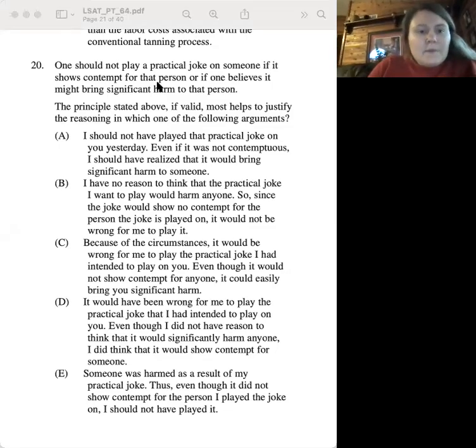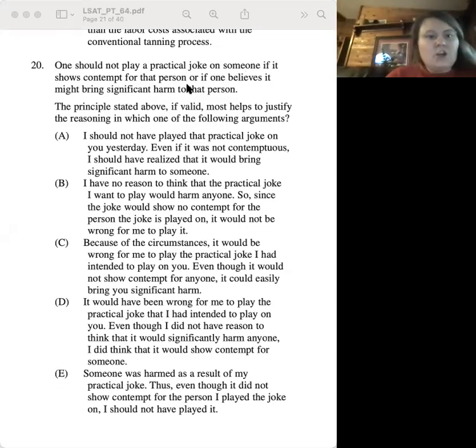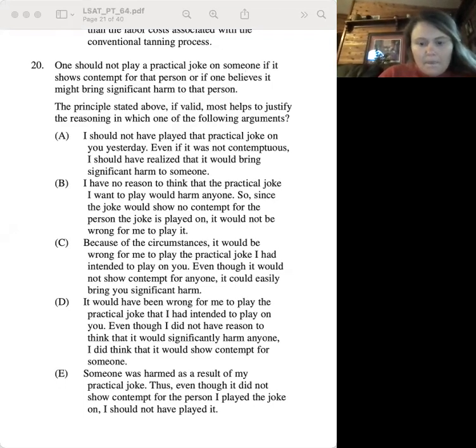that one should not play a practical joke on someone if it shows contempt for that person or if one believes it might bring significant harm to that person. So how would you diagram this one? What would you say? Okay, wait, here, I'll show.